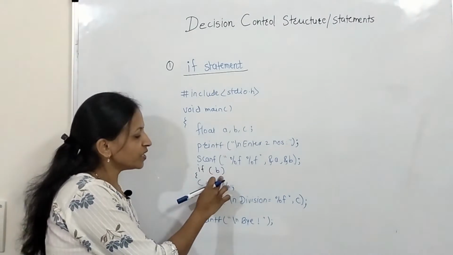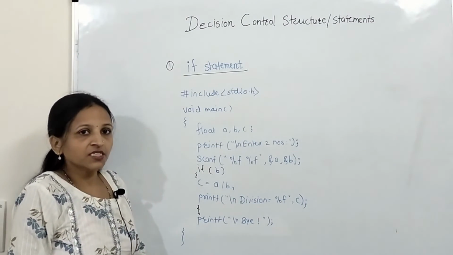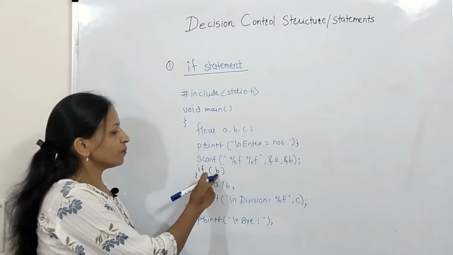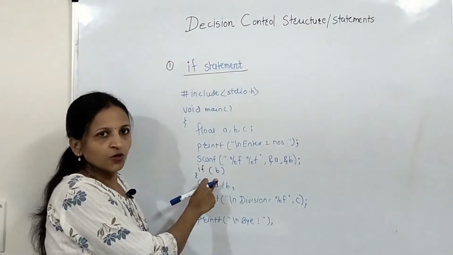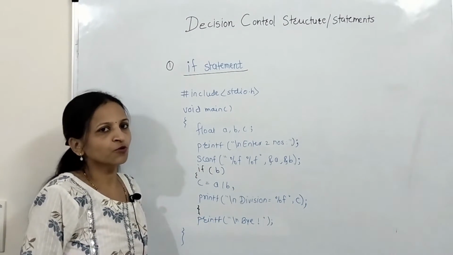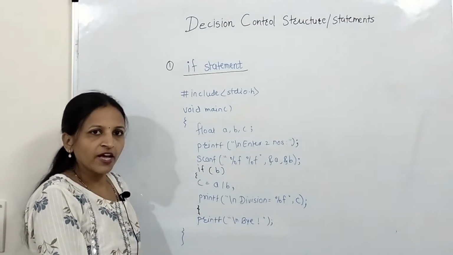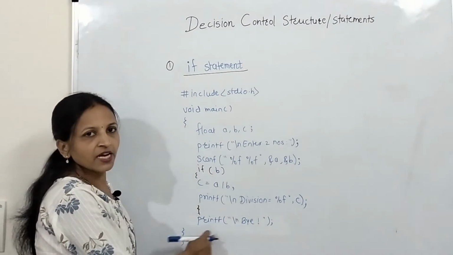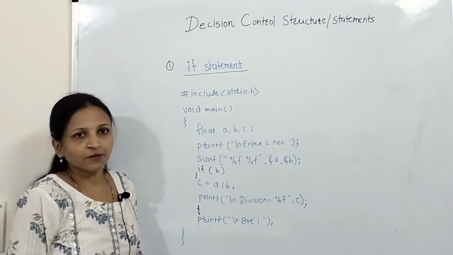Okay, if B means what? If B is not equal to 0, it means B is having any non-zero value. This is the meaning of if B. We can place the condition in this way also. If B is having any non-zero value, no problem, it will execute this part. If B is having 0 value, this condition will become false and will come directly here and will execute this part. This is the use of the if statement.